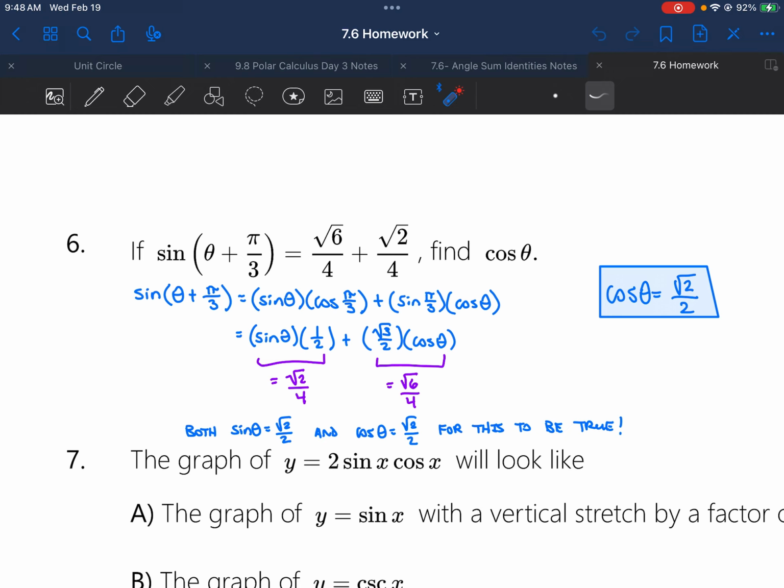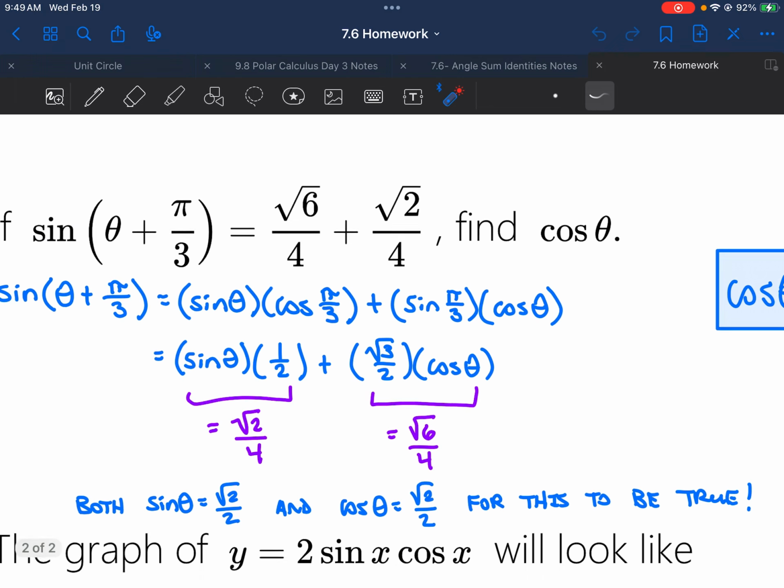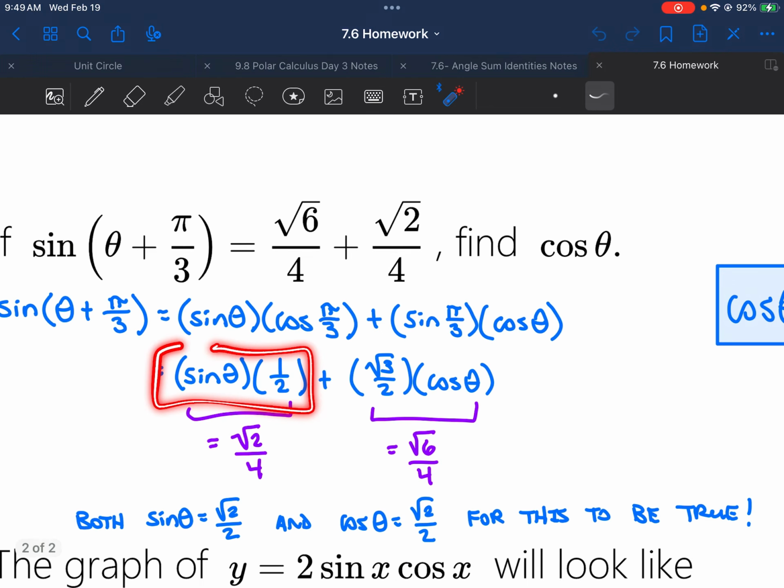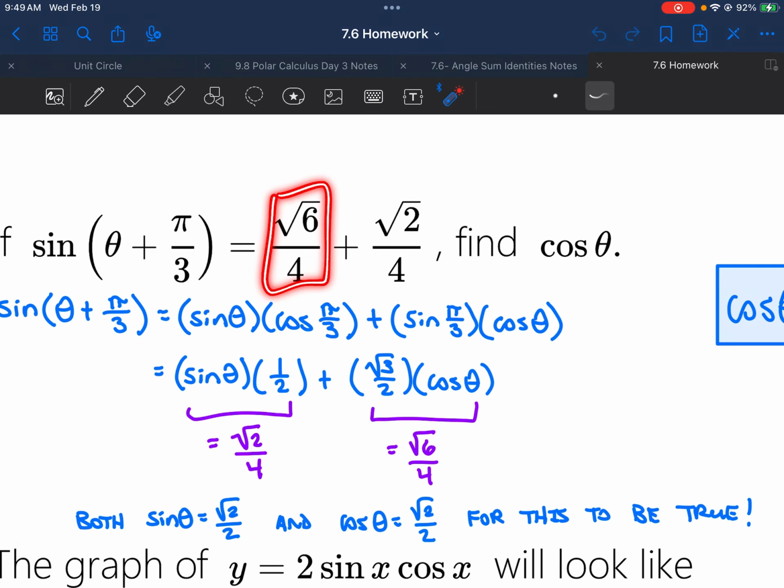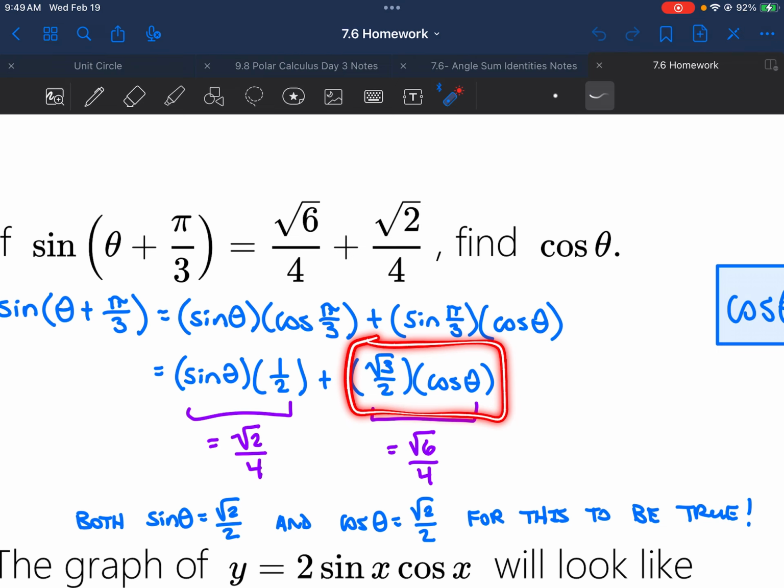So here's what I did. Take the sine of theta plus pi over 3, use the addition formula. Sine theta times cosine pi over 3 plus sine pi over 3 times cosine theta. Cosine of pi over 3 is 1/2. Sine of pi over 3 is root 3 over 2. Now we know from up above, one of these is supposed to give us root 6 over 4. One of these is supposed to give us root 2 over 4.